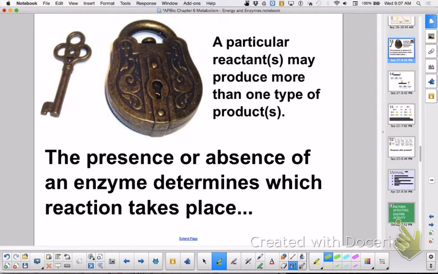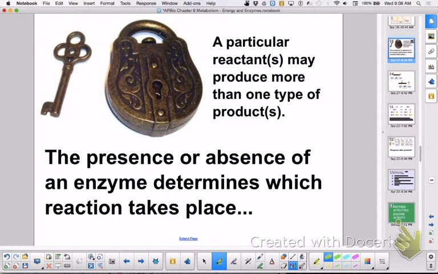You could have a reactant, but you could get different products depending on what enzyme is there, because that enzyme will create different products based on what it is able to do. So I want to make sure we understand that. There's just not one end result for that particular reactant. And the presence or absence of which enzyme is there is going to determine what products you have.